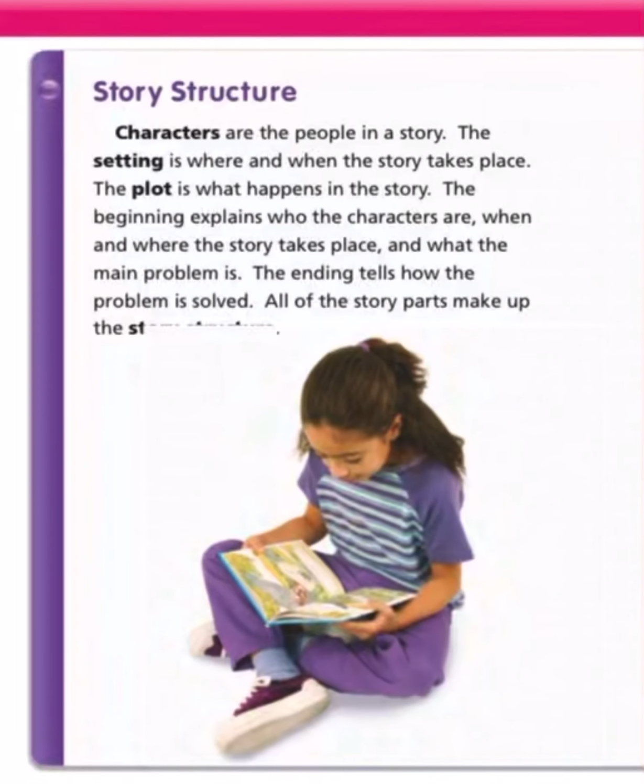Story structure. Characters are the people in a story. The setting is where and when the story takes place. The plot is what happens in the story. The beginning explains who the characters are, when and where the story takes place, and what the main problem is. The ending tells how the problem is solved. All of the story parts make up the story structure.